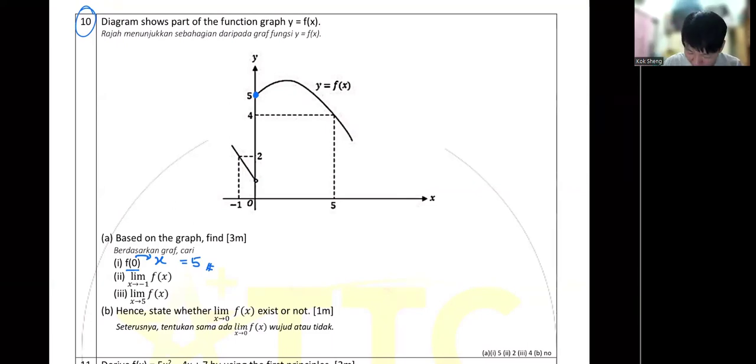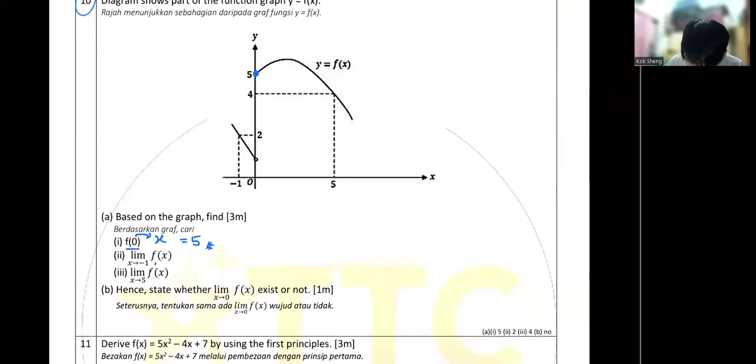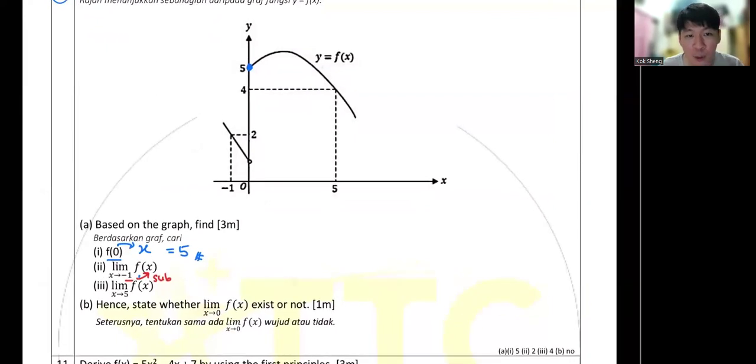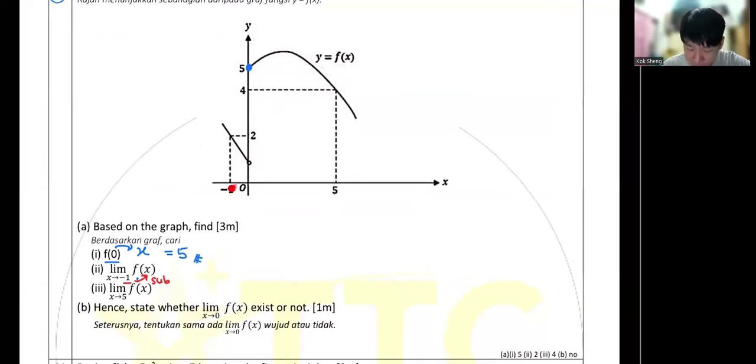Next, the limit as x tends to -1. As I mentioned just now, for the limit you have to sub only. So this time x equals -1. You can look at the graph there: x equals -1 is somewhere around here. After you sub in, the answer is just 2. Done.